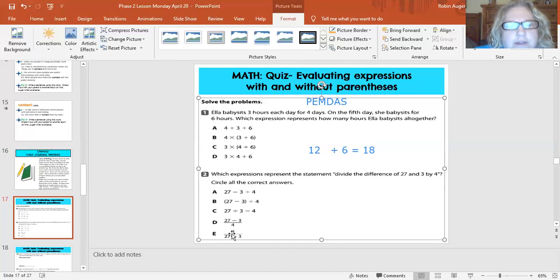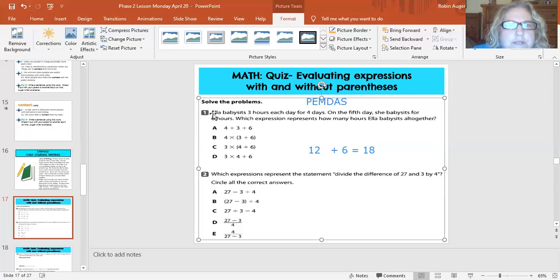Okay, and then letter E is 4 divided by 27 take away 3, and that's not going to work either. And again, that's set up in a fraction form. So if we look back up at B, this says the difference of 27 and 3, which is 27 take away 3, and divide by 4.